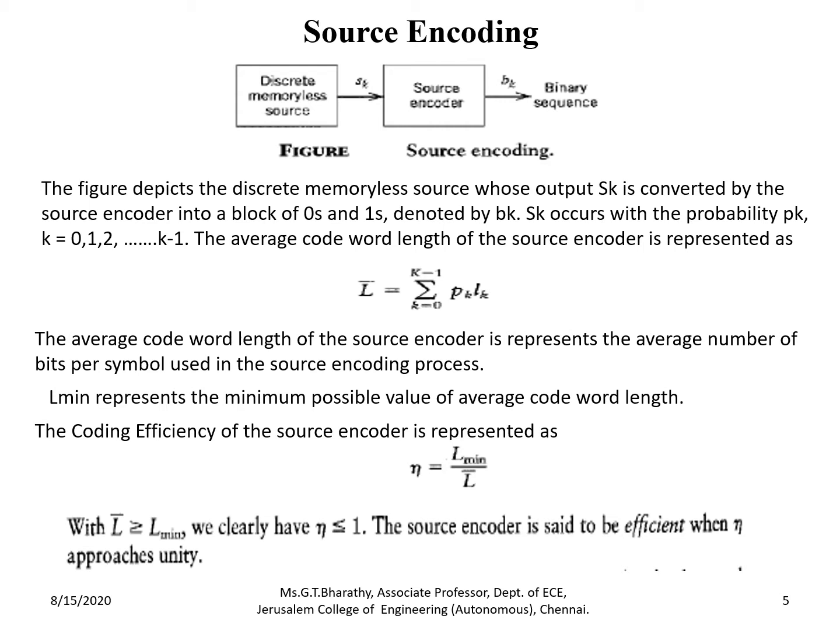The coding efficiency is given by the formula eta equal to L minimum divided by the average code word length L bar. With L bar greater than or equal to L minimum, we clearly have the efficiency less than or equal to 1. So the source encoder is said to be efficient when the efficiency approaches unity.